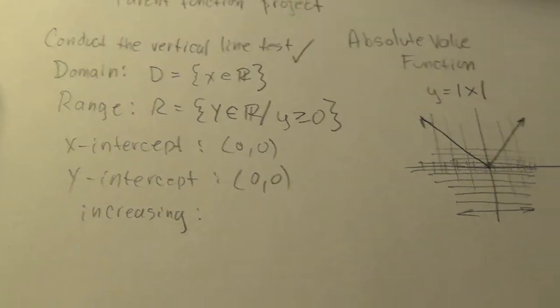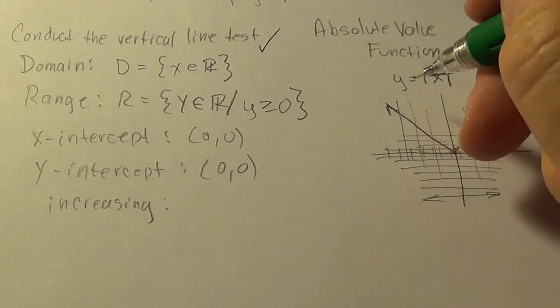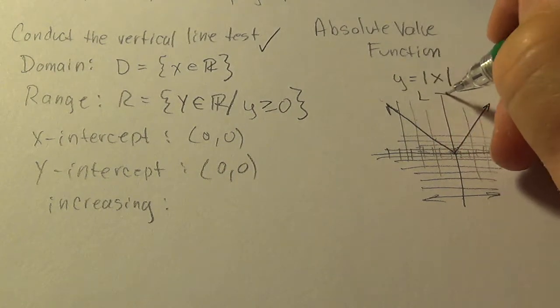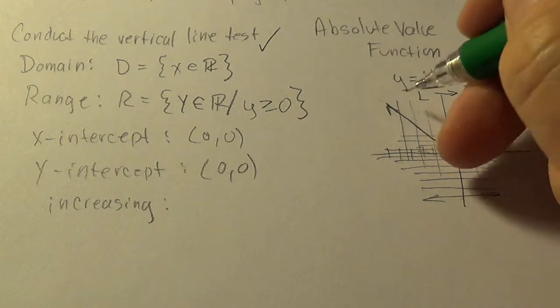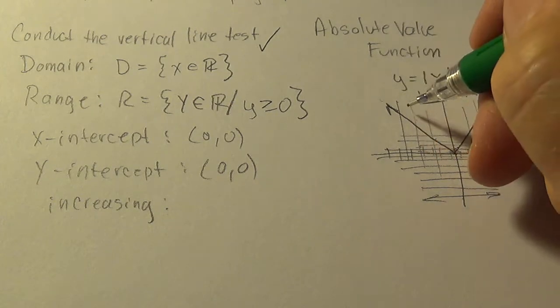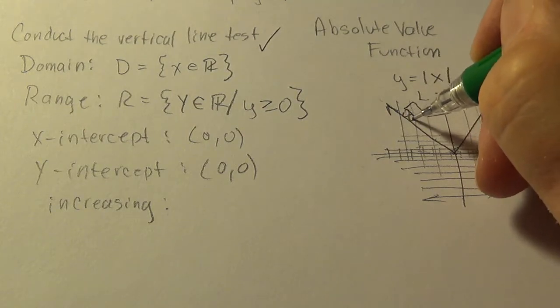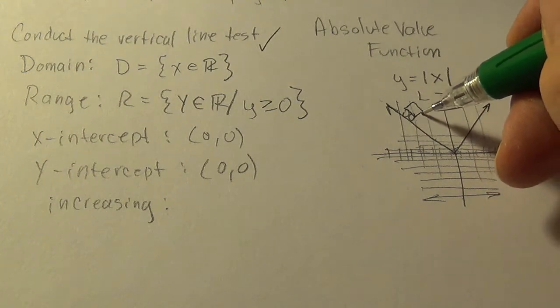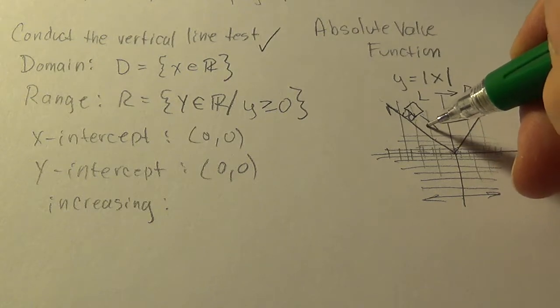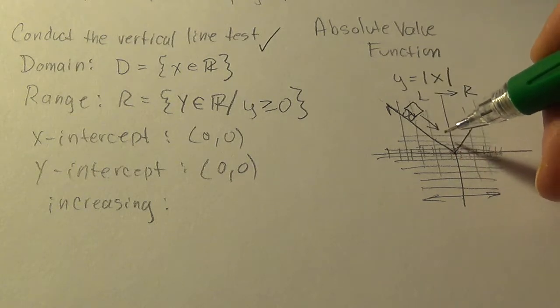For increasing, we have to look at this from left to right, like we're reading a book. We read across the page from left to right. So we're going to put our little car on the graph to the left, and we see that as it moves to the right, it's going down.